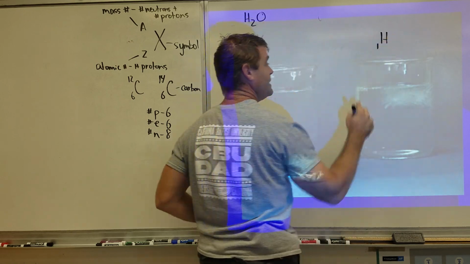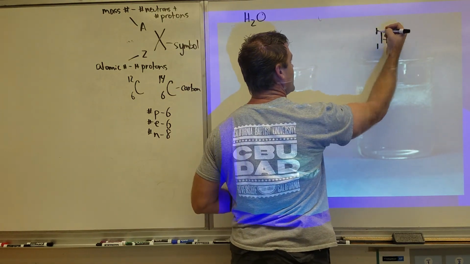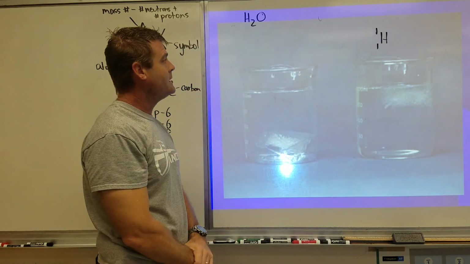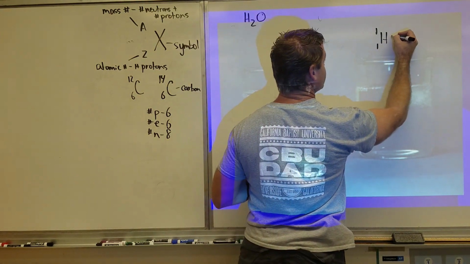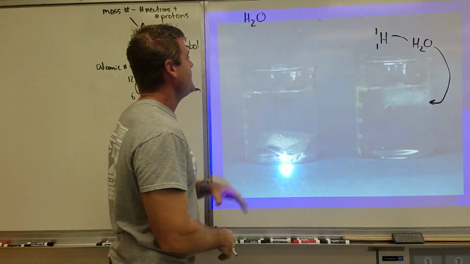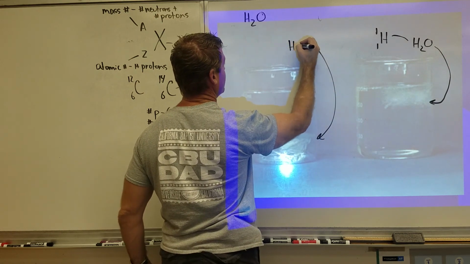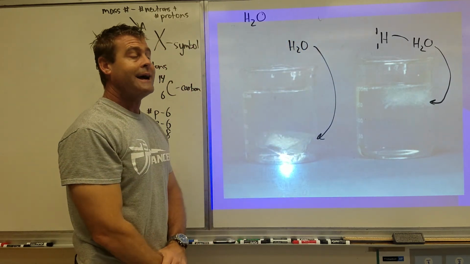What makes hydrogen? Hydrogen has 1 proton, so it goes right here. A typical hydrogen atom has a mass number of 1. And so that's the hydrogen that they used when they made the ice cube here, okay? But the ice cube here, it was made of water, but what did they do? They used a different isotope of hydrogen.